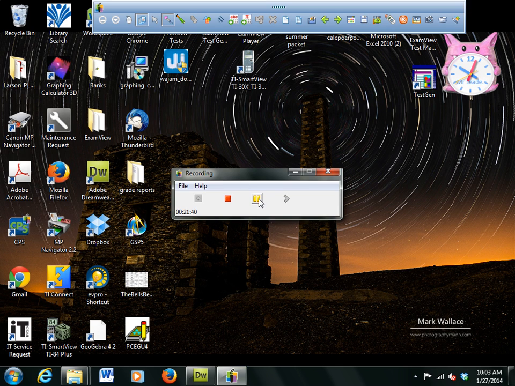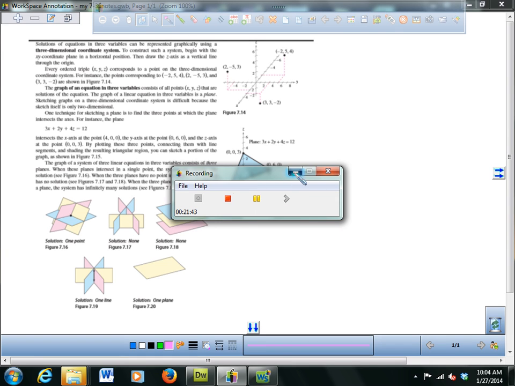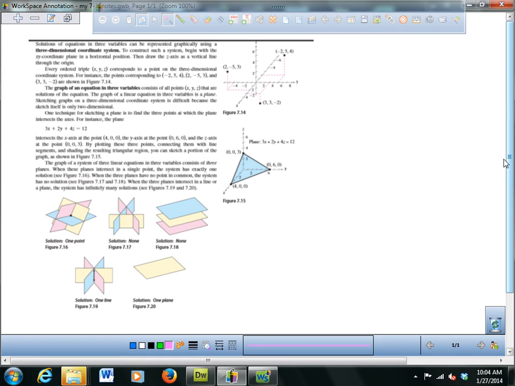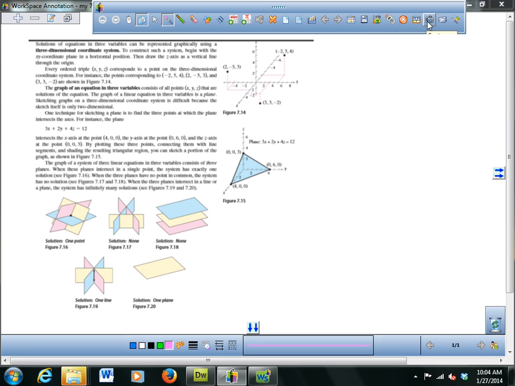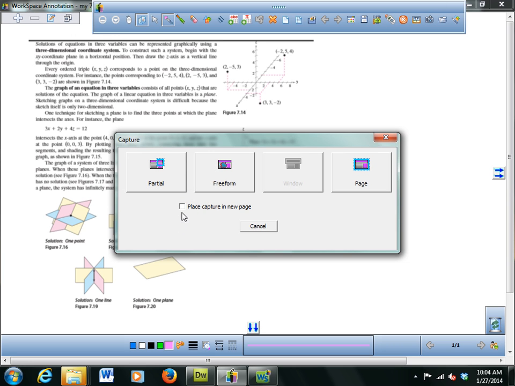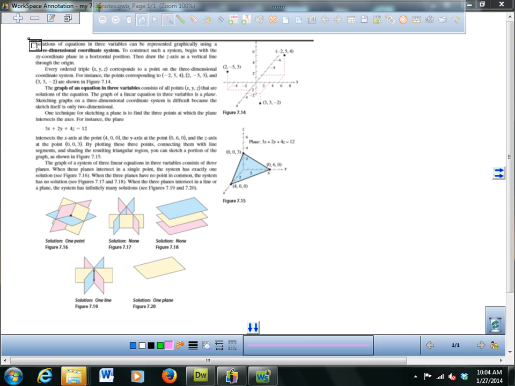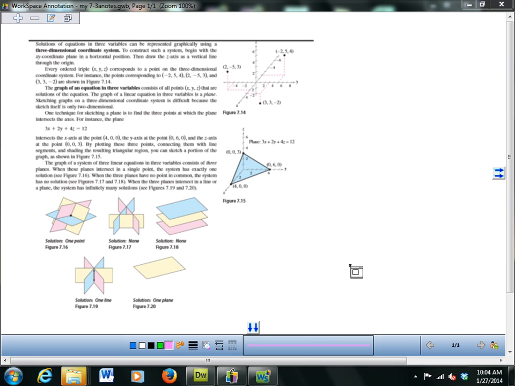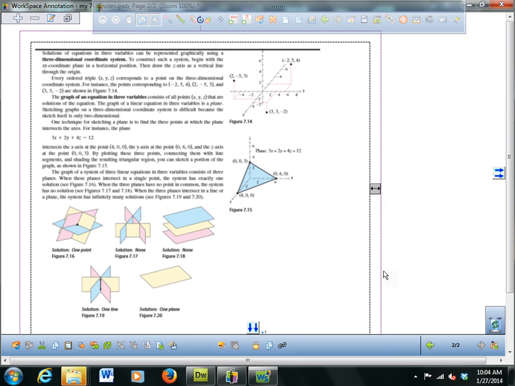Maybe I should pause first. It's from your book, okay? And I just wanted to show you some things about these three-dimensional systems. It's kind of hard to see, but you can look in your book if you want to. But what did that do?